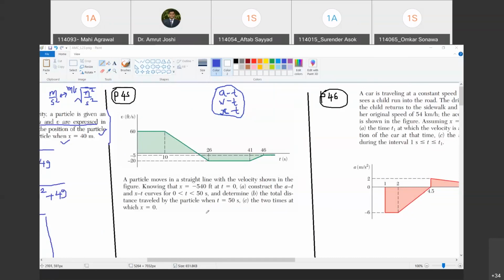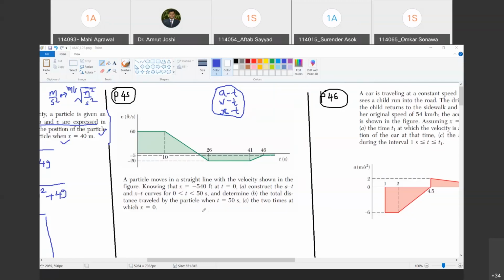The total distance traveled by the particle when t equals 50 seconds. C. The two times at which x equals 0. Okay, so quite a lot of things are being asked. The diagram that is given to us is a velocity versus time diagram. Are you with me? Yes, sir.